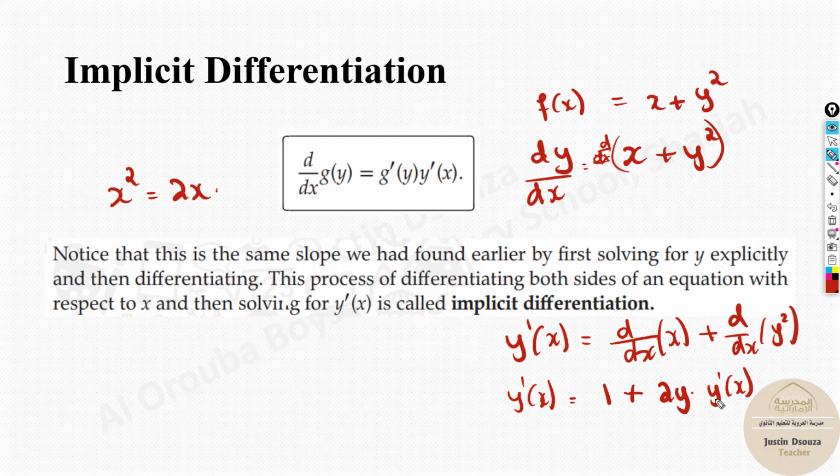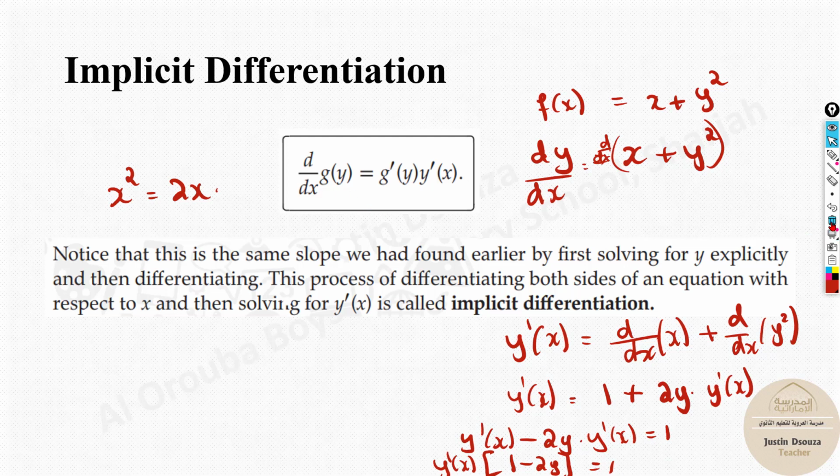Now basically, how would you solve this? You can take this to the other side. It would be y dash of x minus 2y into y dash of x, that will be equal to 1. Now look here, y dash and y dash are common, isn't it? You can take y dash of x outside, and it would be 1 minus 2y. We will see this in detail, but you need to remember that on both sides there will be y dash. We need to group them together, take that common factor out and then solve it.